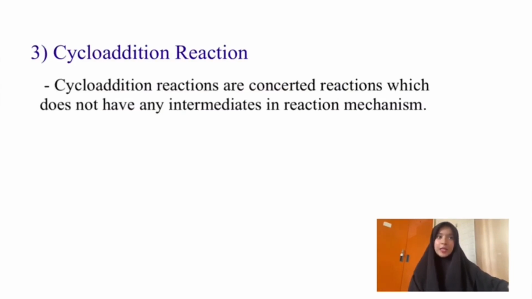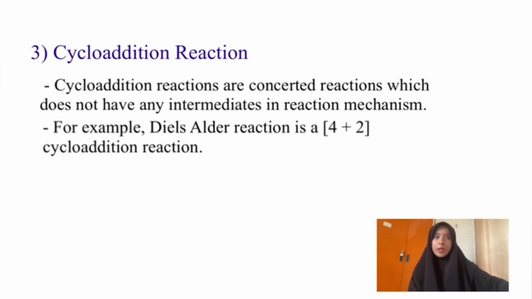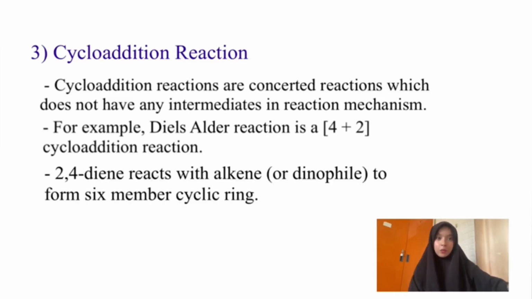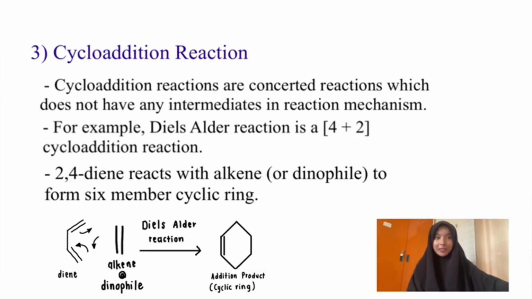And lastly, for non-polar addition reaction, we have cycloaddition reaction. Cycloaddition reaction does not have any intermediates in the reaction mechanism. For example, the Diels-Alder reaction is a 4+2 cycloaddition reaction. Here, a 1,3-diene reacts with an alkene or a dienophile to form a six-membered cyclic ring. And this is how it occurs. So that's all for addition reaction.